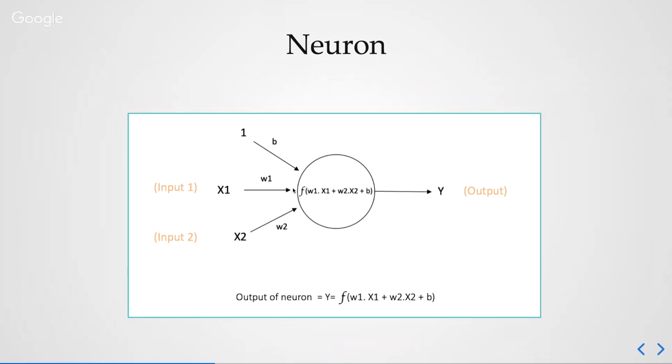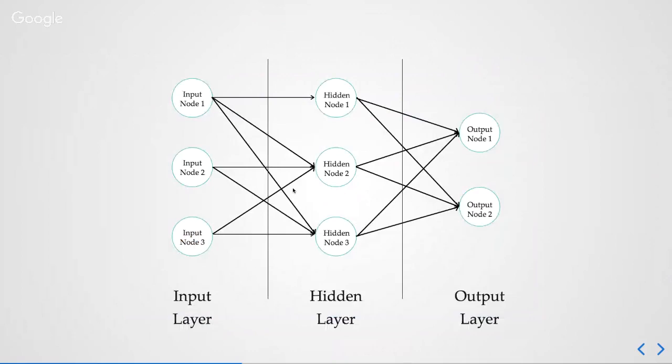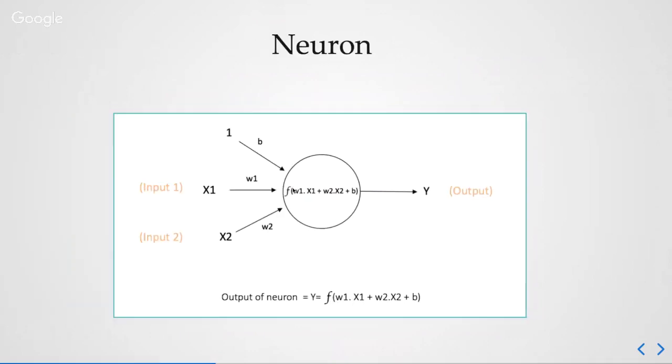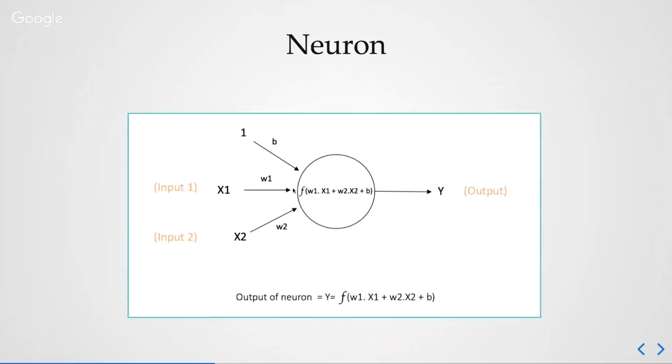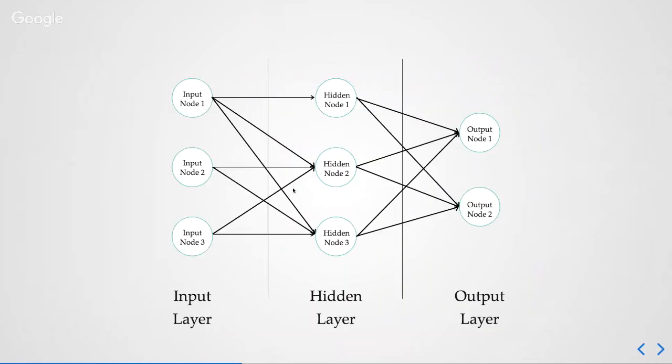Okay? So now, if I have a couple of these neurons together, all you have is a neural network. You have input nodes, and all of these nodes here are essentially what you see here. You take all these circles, all these functions, and put them together, and you get a neural network. This is specifically called a feed-forward neural network. Very simple, because the direction is in one direction.